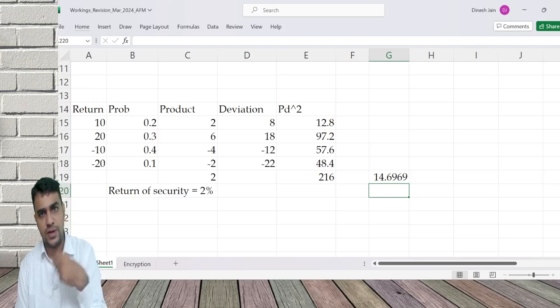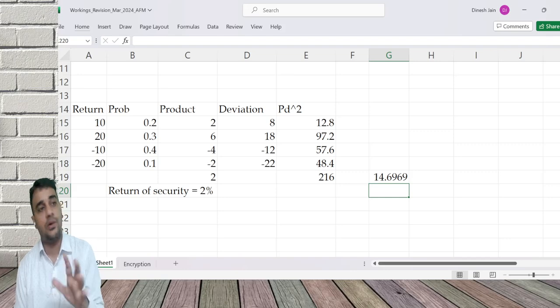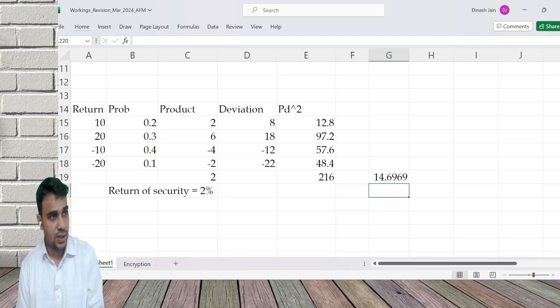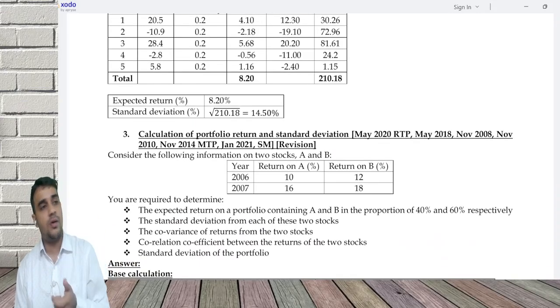One or two questions we will do the detailed calculation, but the balance is your calculator's work. You are not doing anything. The issue is you make calculation errors. Any doubts till this? Okay, now I'm going to use the third concept, which is related to portfolio.